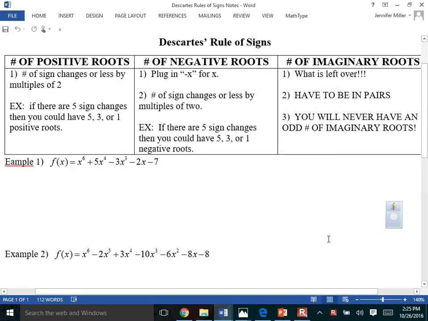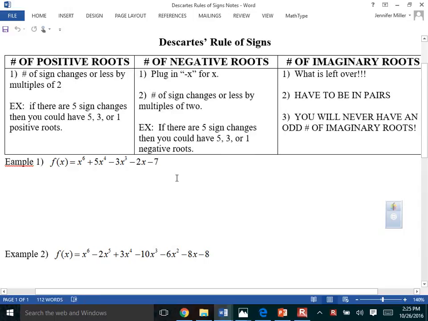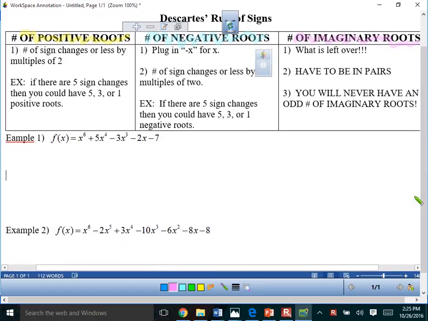Guys, today we learned about Descartes' rule of signs. These rules tell us how we can determine the number of possible positive roots, the number of possible negative roots, and the number of possible imaginary roots. Okay? So the number of positive roots is equal to the number of sign changes or less by multiples of 2. Okay? The number of sign changes or less by multiples of 2.